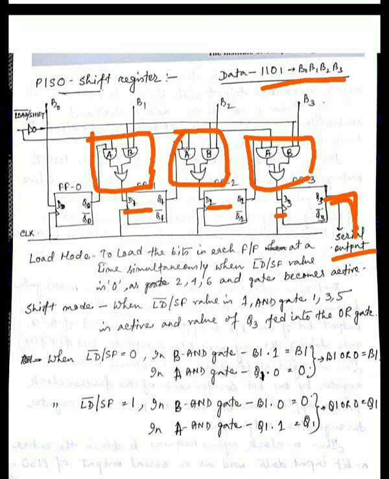So in order to get the serial output, you have already studied that the values in every register have to be shifted one by one from left to right. This combinational circuit, 2 AND gates and 1 OR gate, is required to shift the register from left to right and to load the register into the flip-flop.